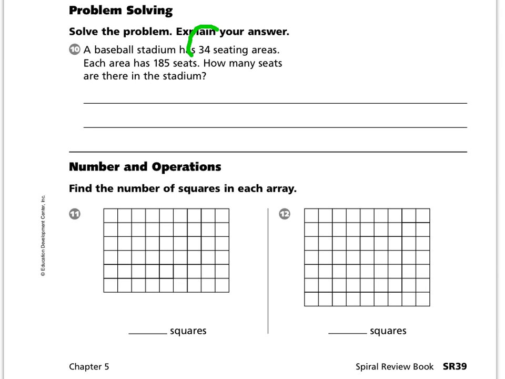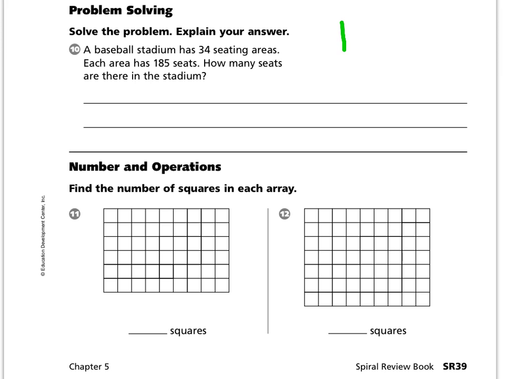So I know that there's 34 areas, and I know that each area has 185 seats. Now I also need to find how many there are all together. Now remember, all together is a key word for adding. But if I added all of that up, that would be a lot of adding. So an easier way to add would be multiplying. So I'm going to go ahead and multiply 185 times 34.